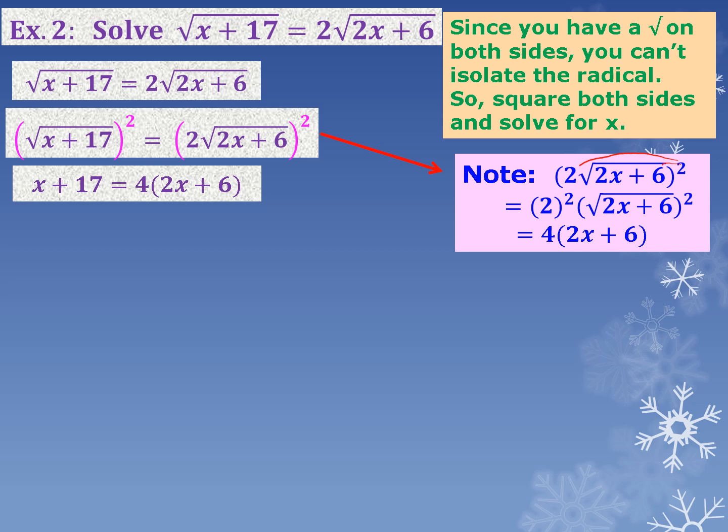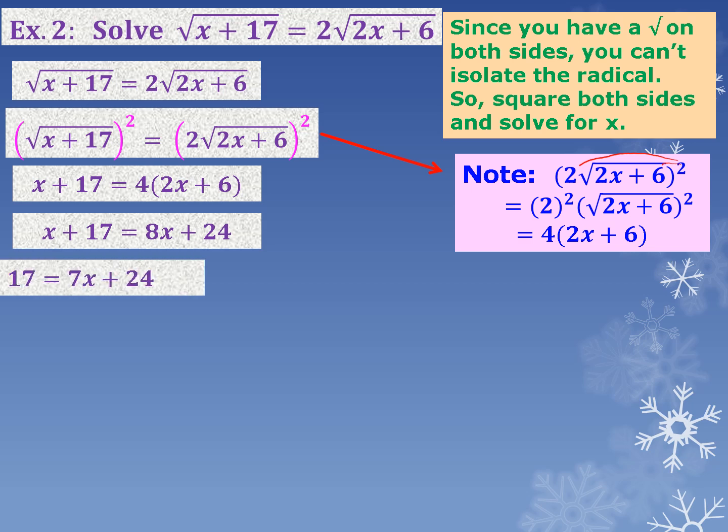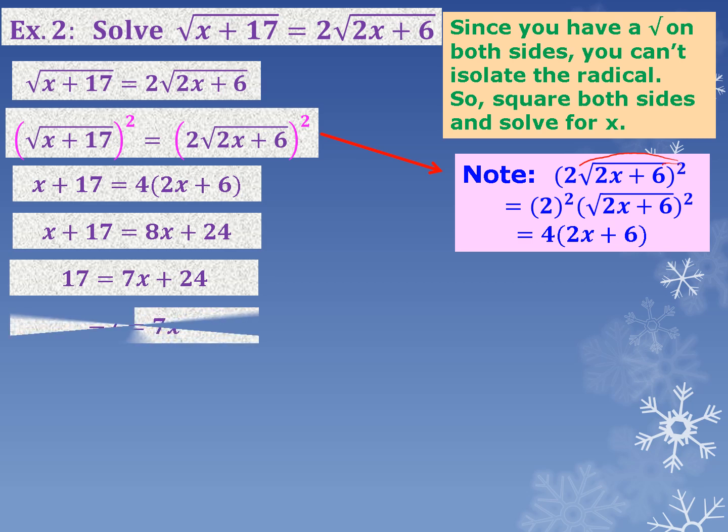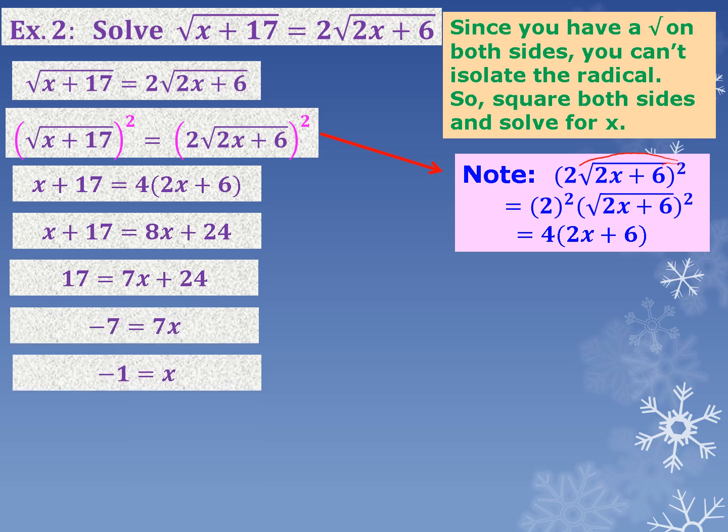Now again, I just solve it like a regular Algebra 1 equation. So I distribute the 4 to both terms on the right, and I get x plus 17 equals 8x plus 24. I subtract x from both sides, and I get 7x plus 24 equals 17. I then subtract 24 from both sides, and I get negative 7 equals 7x. I divide by 7, and I get that x is negative 1.